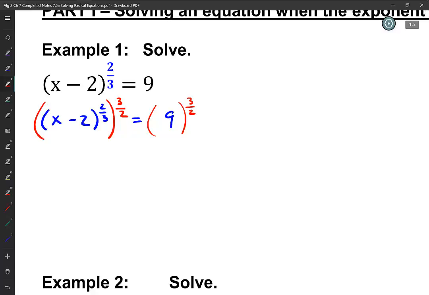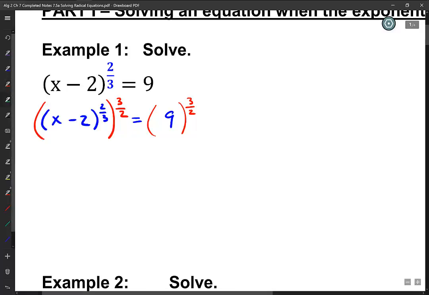Now, the rules of exponents say a power to a power. In other words, the 2/3 times the 3/2, well, those two reciprocals will cancel, and that will leave us with x minus 2 on the left. On the right side, we have 9 raised to the 3/2.